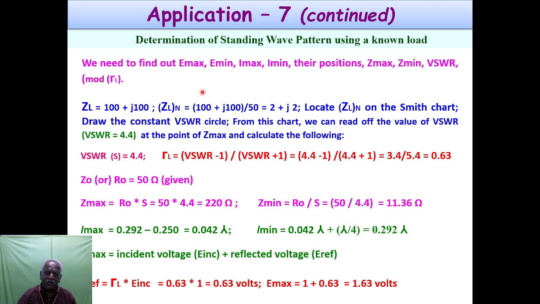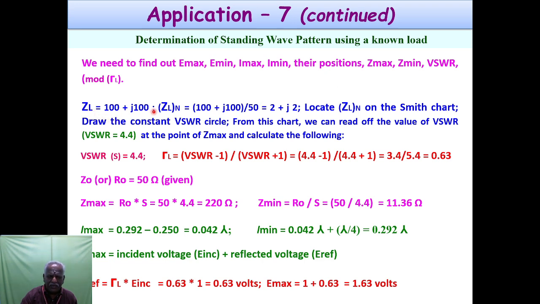We need to find E maximum, E minimum, I maximum, I minimum and their positions, Z maximum, Z minimum, VSWR, and the modulus of gamma. All these points we have to determine using the Smith chart. The solution is given here.